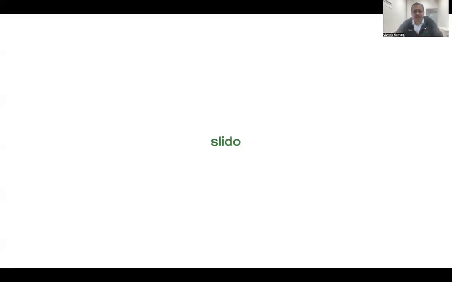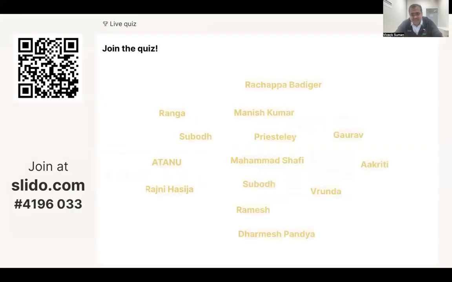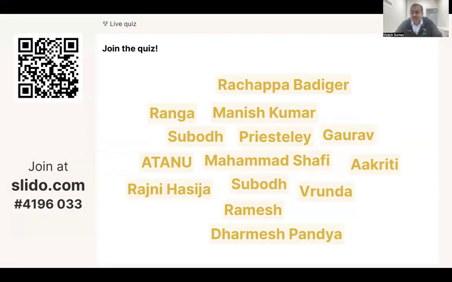Let's go for a quick quiz so we can check if you remember anything from yesterday's session. Okay, so this is going to be checked with your peers. Whoever has attempted in the past, they are on your screen. You can always scan the QR code from your mobile. And if you are using mobile, you can just open another browser, go to slido.com and enter this code, 4196033. Go ahead, everyone, join in.